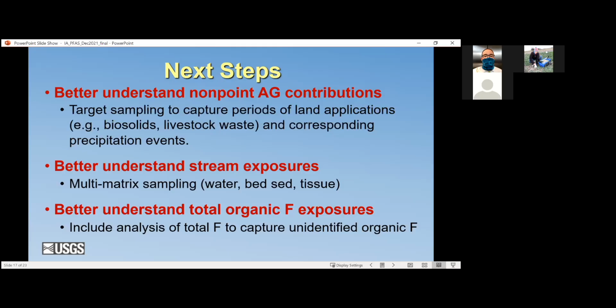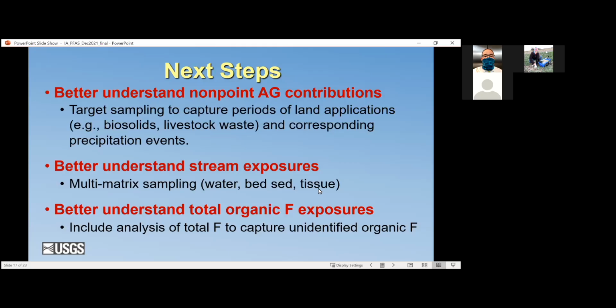So you've got to be ready at a moment's notice because it could be a night, could be a weekend. You've got to be ready for those runoff events to take place and sample over that runoff hydrograph to see what we see during those types of conditions. In addition, to better understand stream exposures, we need to look at more than just water. We need to do multi-matrix sampling that includes water, bed sediment, and tissue.